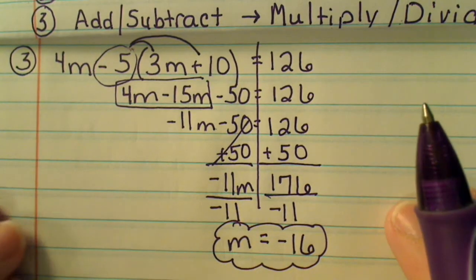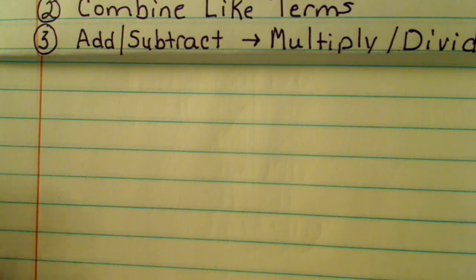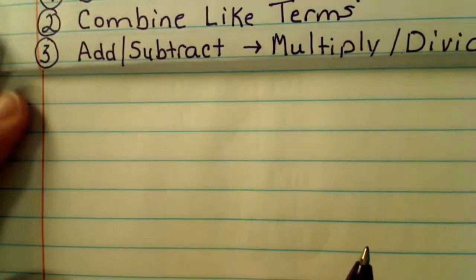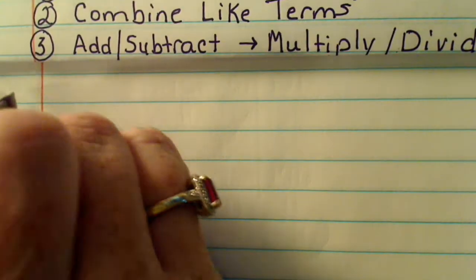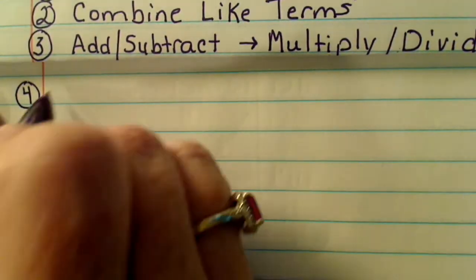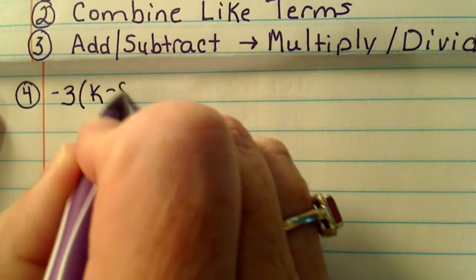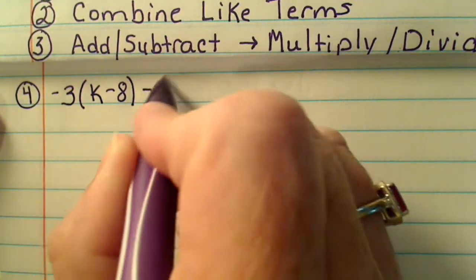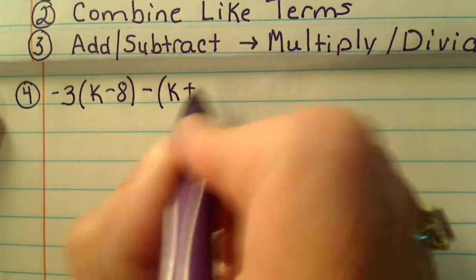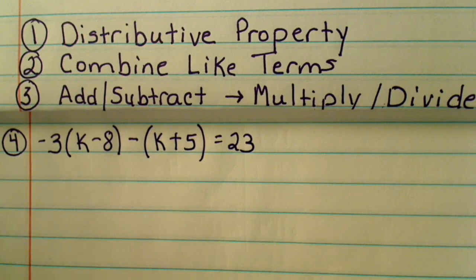Okay, we're going to do our last problem now together before you work some on your own. And you can always look back at the other problems on the video if you need help with the problems that you're working on your own. Okay, here's problem 4. A negative 3 times k minus 8, minus k plus 5, equals 23. All right, we're going to go through our steps.